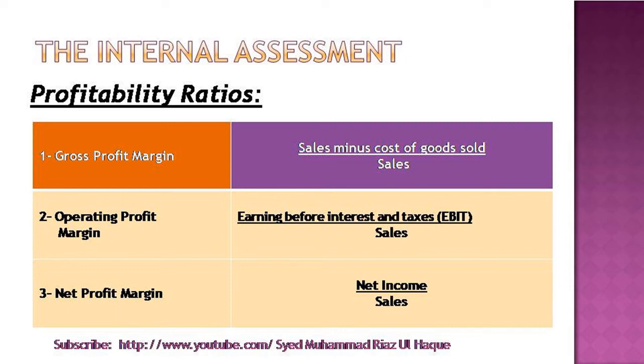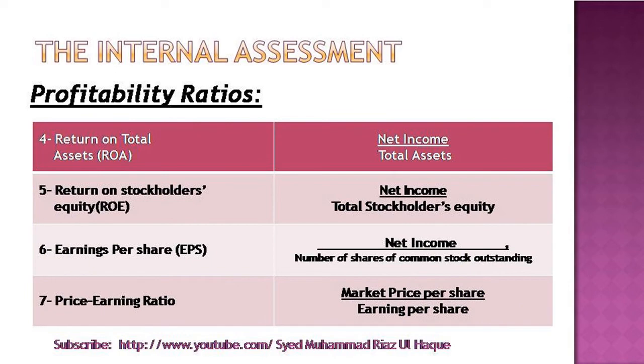Return on total assets, also called ROA, is equal to net income divided by total assets, and it measures after-tax profits per dollar of assets. This ratio is also called return on investment, ROI. Next we have return on stockholders' equity, ROE, net income divided by total stockholders' equity, and it measures after-tax profits per dollar of stockholders' investment in the firm. Earnings per share, EPS, you can calculate by dividing net income by the number of shares of common stock outstanding, and it measures earnings available to the owners of common stock.